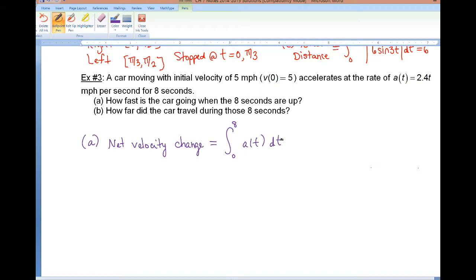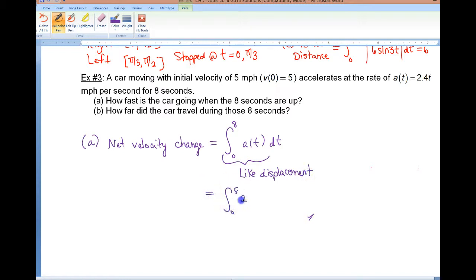So basically think how much it accelerates. Right, so this is just going to give us how much the velocity increased over the 8 seconds, and then we'll add in the initial velocity. Does that make sense? It's like displacement. Okay, so let's figure out what that's equal to.